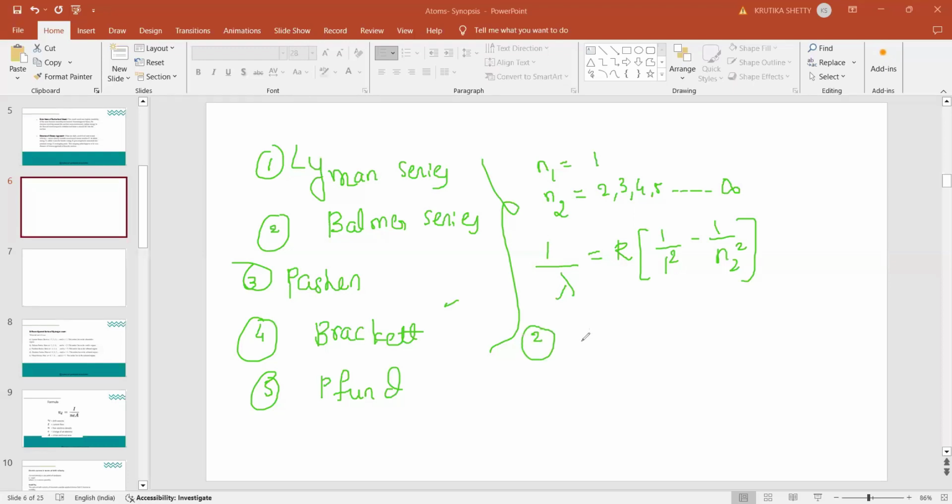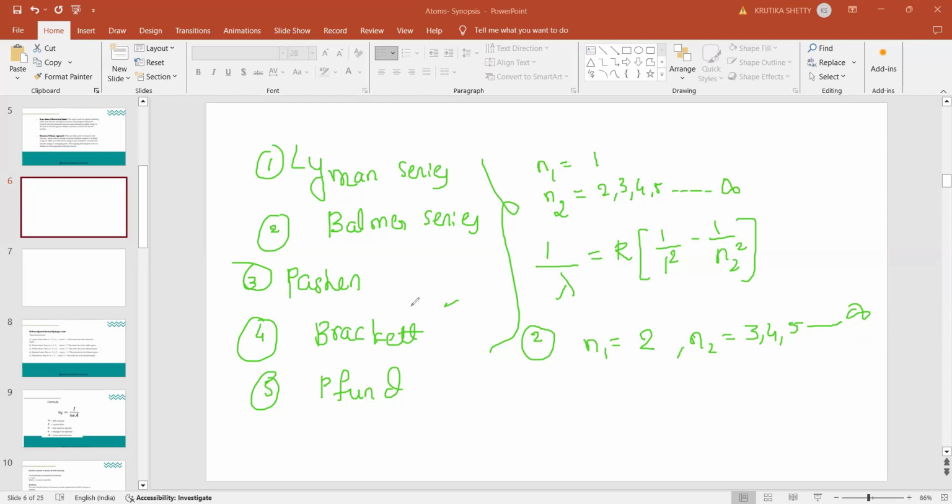Next we will go for the Balmer series, students. For the Balmer series, n1 is equal to 2, and n2 starts from 3, 4, 5, so on up to infinity. Understand the difference? In the Lyman series n1 is equal to 1, and n2 is 2, 3, 4, 5. In the Balmer series n1 is equal to 2, so the remaining values will be the higher orbits 3, 4, 5 up to infinity.